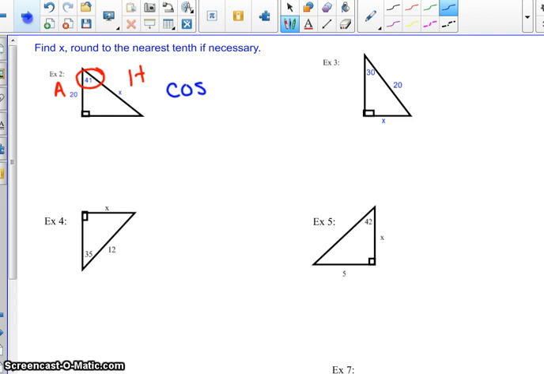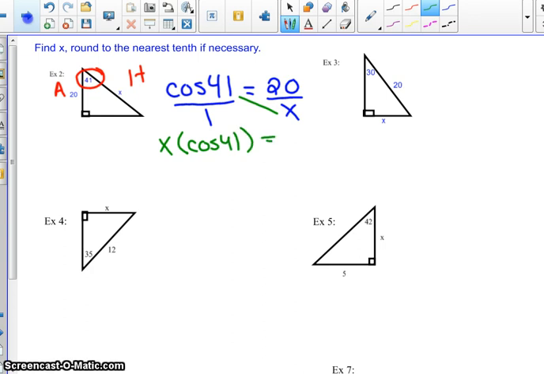What's your angle right next to the trig function? All right, adjacent over the hypotenuse. Make sure you're okay with setting it up. 20 over x equals cosine 41 over 1. This is why I don't want you guys to use your calculators until you have x alone. Because if you cross multiply here, we have x times cosine 41. So let's write it out. x times cosine 41 equals, on the other side, 1 times 20 is just 20.